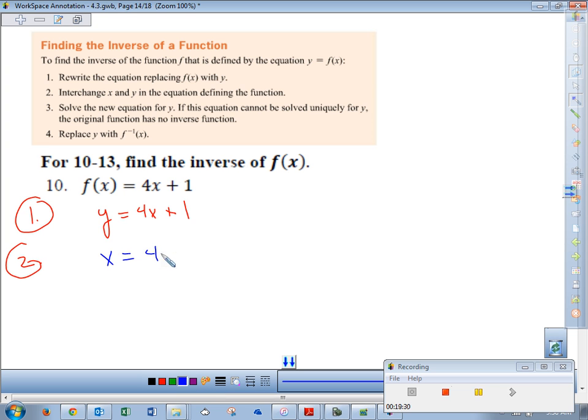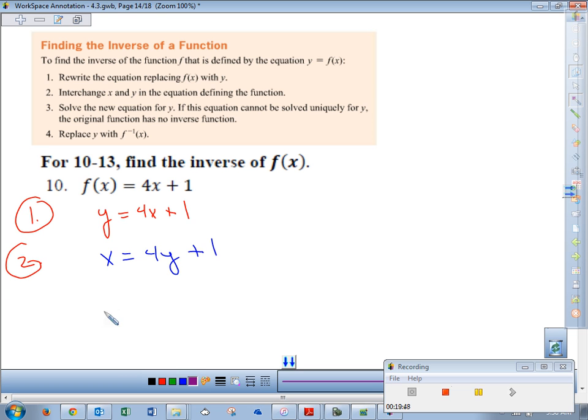This is the true inverse step right here. Inverses are reflections over y equals x, so switch x and y around is step 2. Where there was an x, I put a y with it. Where there was a y, I put an x with it. Everyone cool with what I did? Switch x and y around.